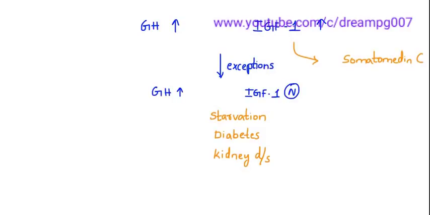Growth hormone increases, IGF-1 also increases, but there are exceptions where growth hormone increases but the IGF-1 remains normal. Examples are starvation, diabetes and kidney disease. Other name for IGF-1 is somatomedin C.